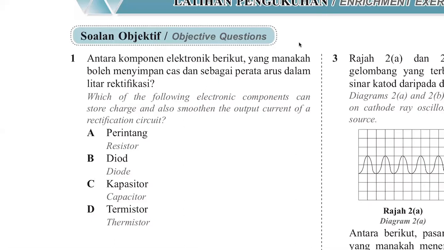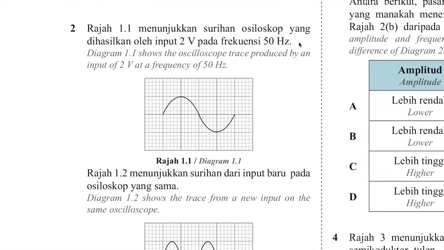Answer. The clue is smoothen the output current. Okay, C, untuk capacitor, okay? Check. Okay, so the answer is capacitor. So that is the function of a capacitor, which is to smoothen the output current in a rectification circuit. Okay, next one. Question number two.